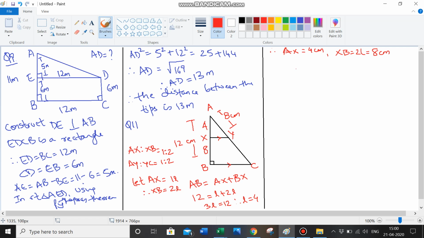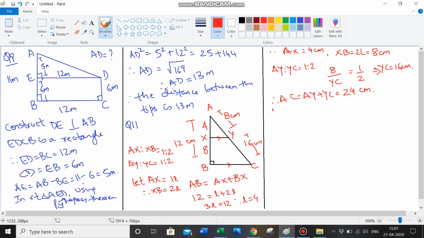It says AY is to YC is also 1:2. Now AY is 8 upon YC we don't know is equal to 1 upon 2, which means YC is equal to 16 centimeter. So YC is 16 centimeter. We need to calculate the length of AC and BC. So therefore AC is equal to AY plus YC, which is equal to 24 centimeter. Calculate length of BC. Oh, we didn't need the ratio of AX and XB.